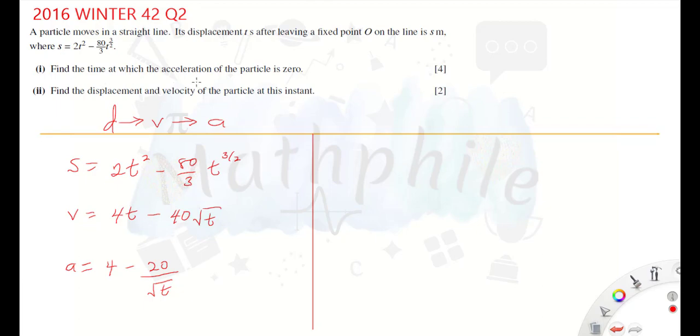Okay, so we have to find the time at which the acceleration is 0. So this should be equated to 0. Acceleration is 0, so 0 is equal to 4 minus 20 over root t. I can multiply both sides by root t. This gives me 0 equals 4 root t minus 20. The 20 goes to the other side. 20 is equal to 4 root t, and 5 is equal to root t, and t becomes 25. Okay, so that answers that part of the question.